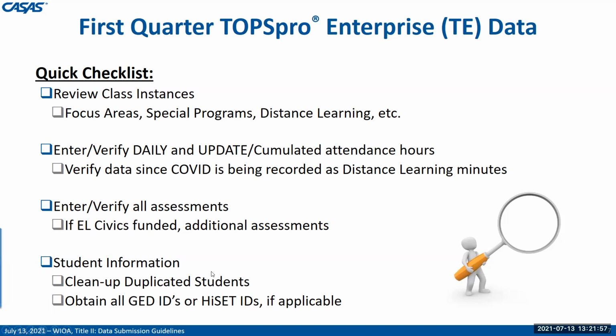And last on this slide, it says student information to clean up the duplicated students. As you know, we have a report called duplicated students that is helpful as well to target all those duplicated records, if any. And you can also merge them. Once you have targeted a couple of students that should really only be one, you can definitely merge those records. And of course, obtain all the GED IDs listed, or HiSET IDs, if that's applicable to your program.